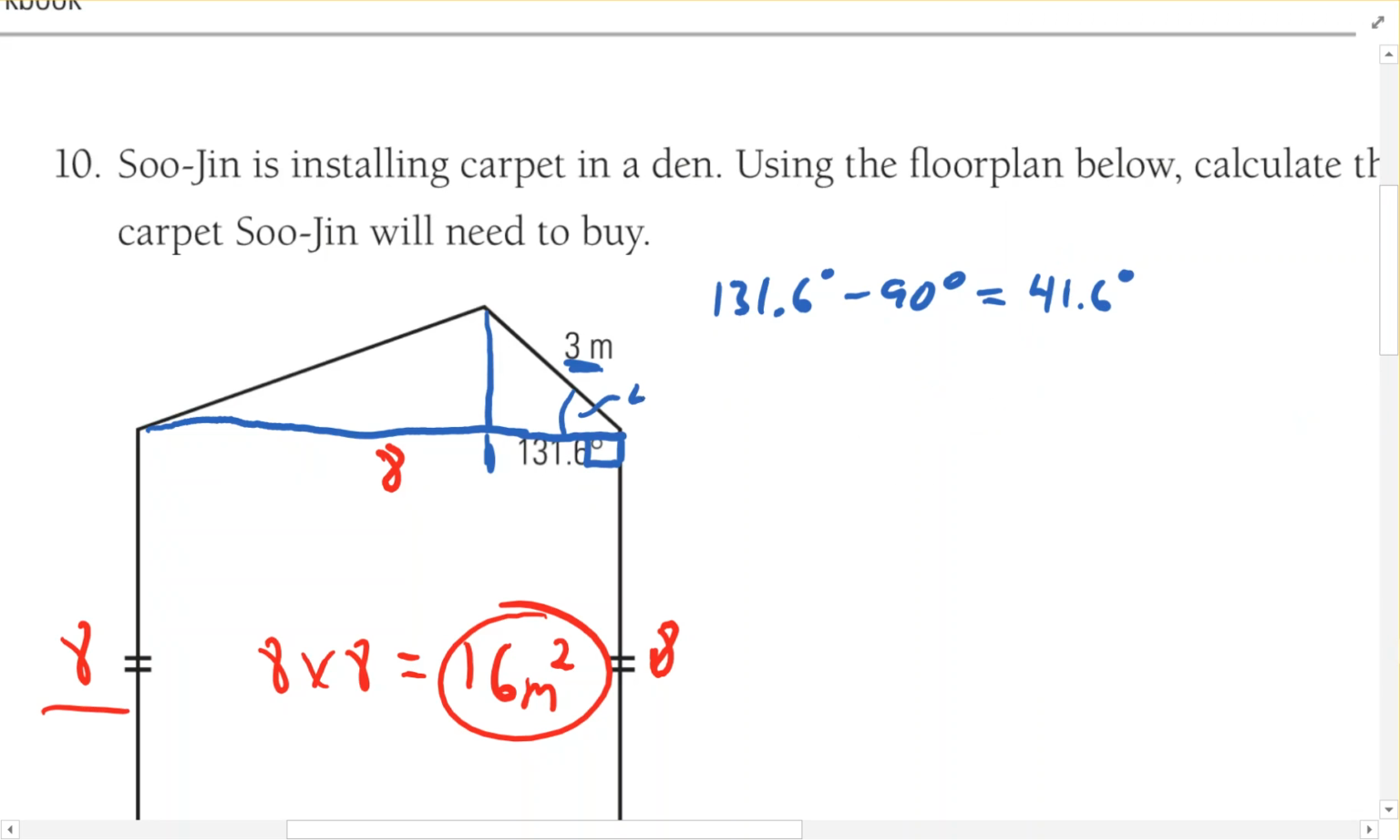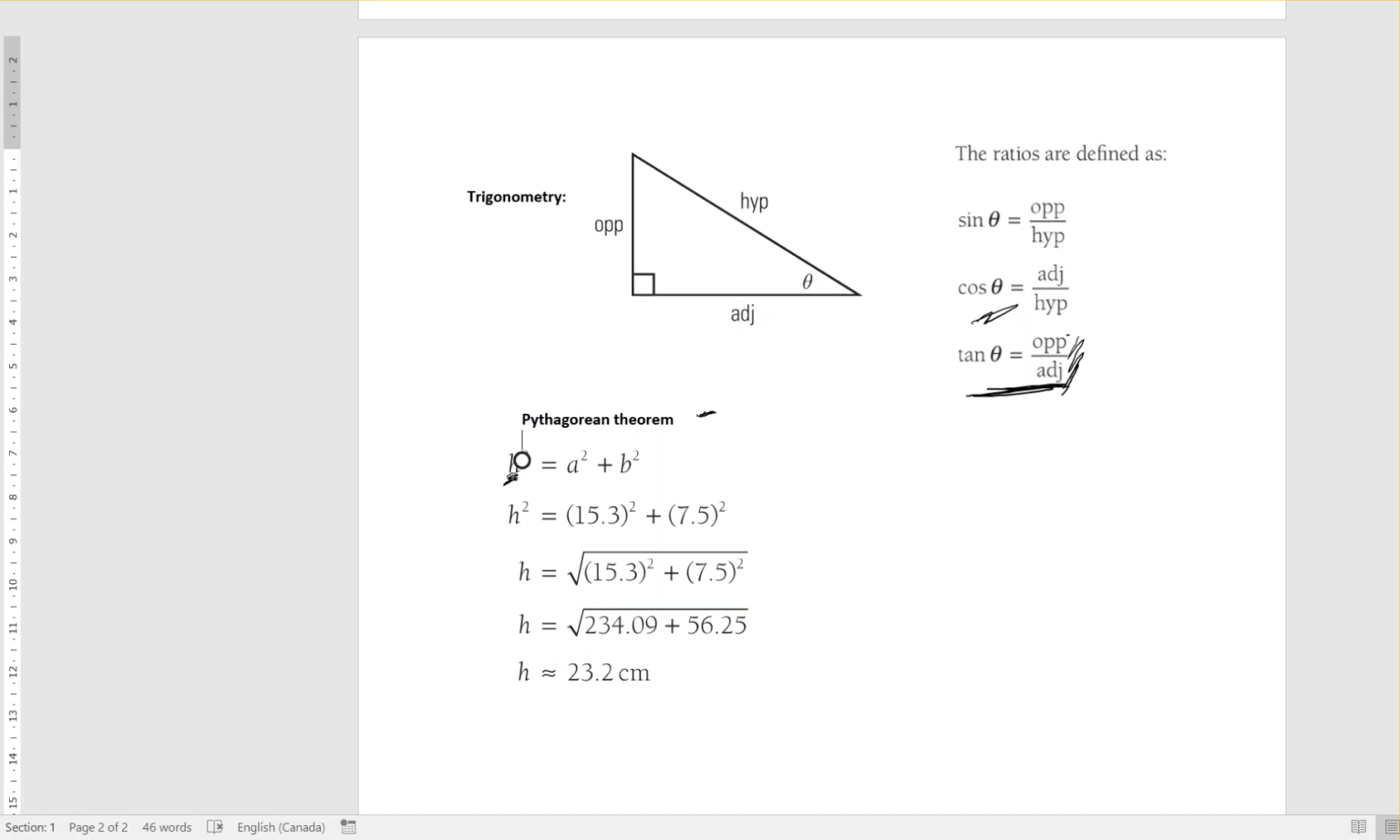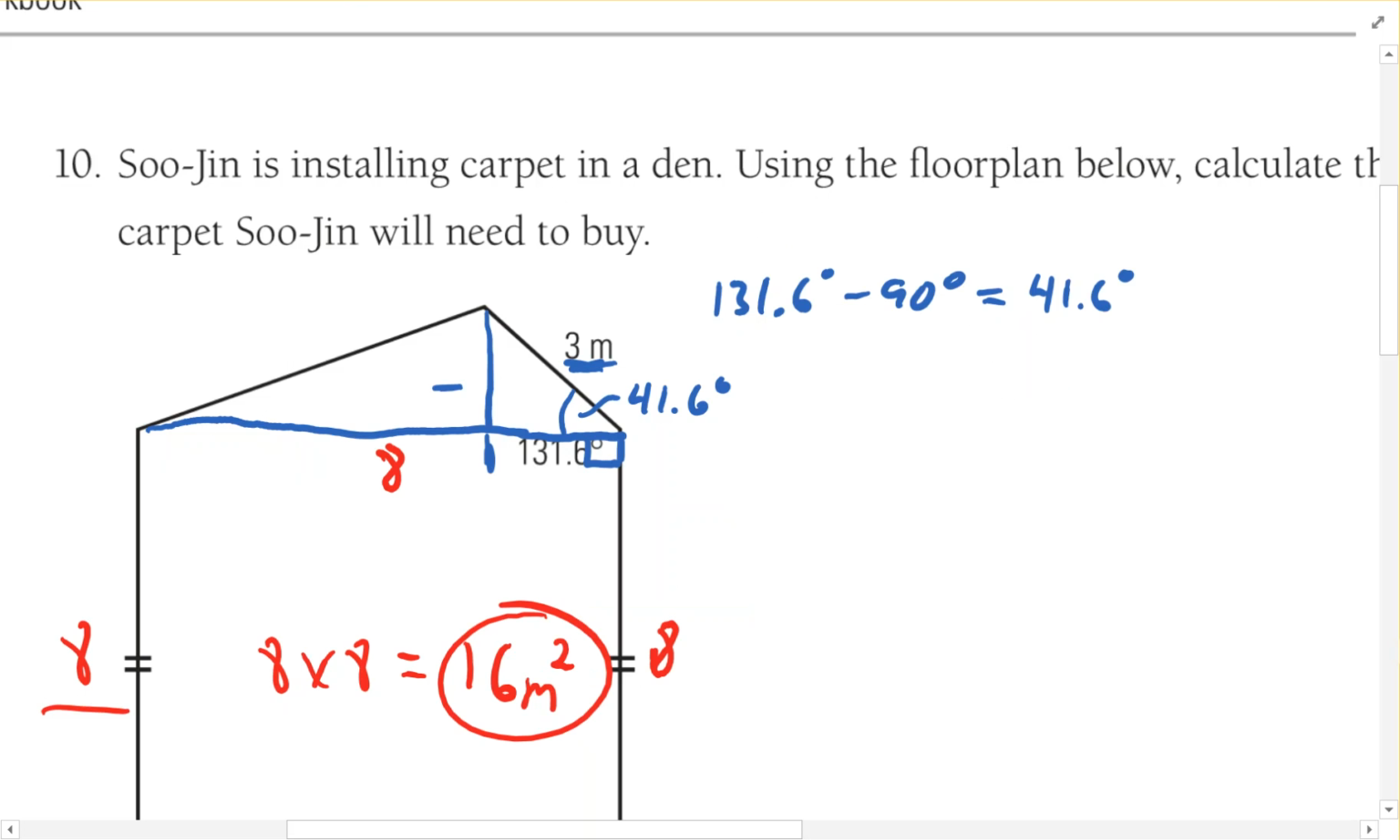So that's what this is. This is 41.6 degrees. So now that I know that 41.6 is my angle, I have the hypotenuse, and I'm looking for the opposite. So which one of these deals with hypotenuse and opposite? Well, sine. So it's going to be sine theta is equal to opposite over hypotenuse.